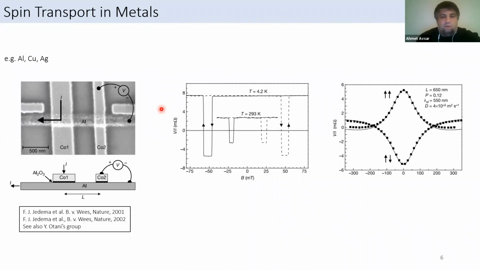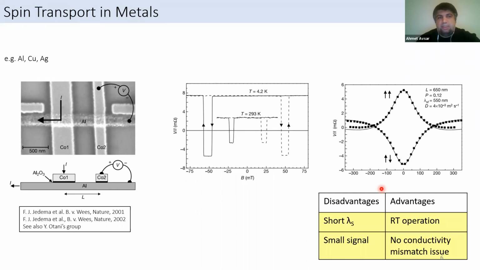Of course, before the 2D materials, there were very successful demonstrations of spin transport in bulk materials, for instance in metals like aluminum, copper, and silver. In particular, the groups of Bart van Wees, Otani, and also Mark Johnson demonstrated that spin transport in most of these materials exists up to room temperature. And this metal spintronics has some advantages like room temperature operation.